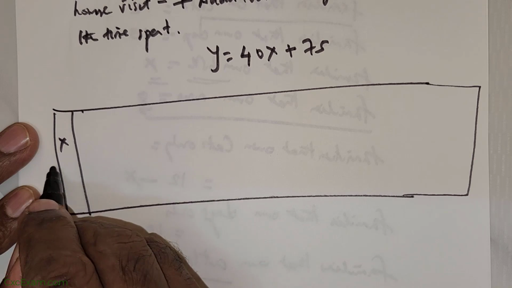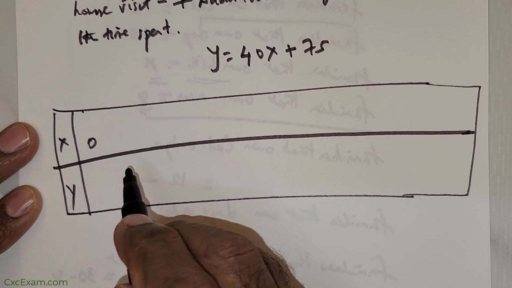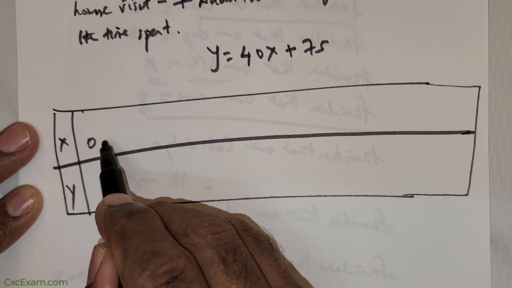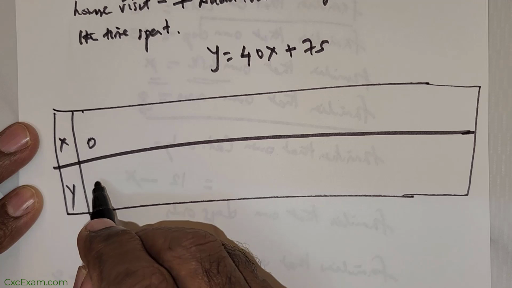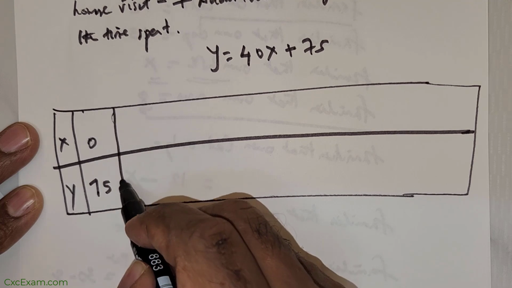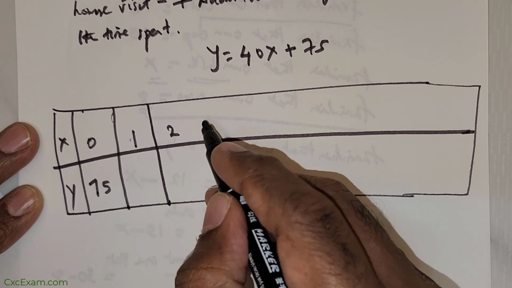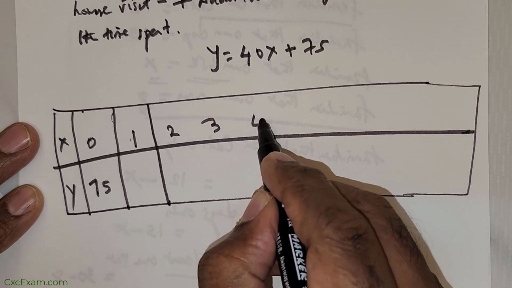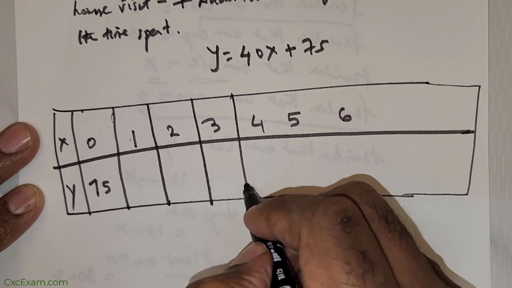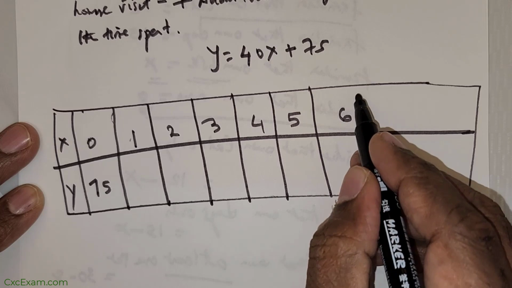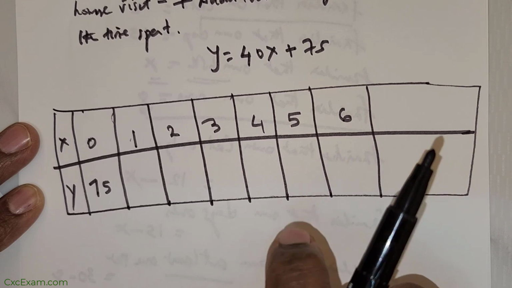So x is the time spent and y is the charge. If you just make a visit, with no time spent, you have to pay him $75. So 1 hour, then let me fill this up: 2, 3, 4, 5 and 6. It can go on to 7 hours, 8 hours, 9 hours, but our data ends at 6 hours.